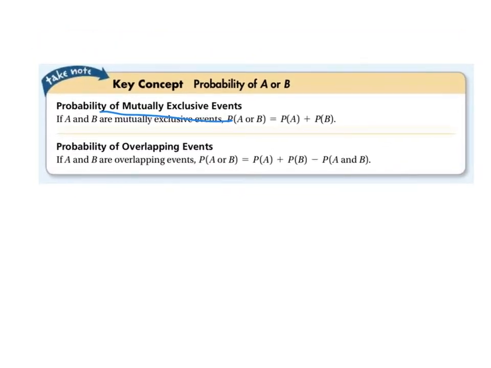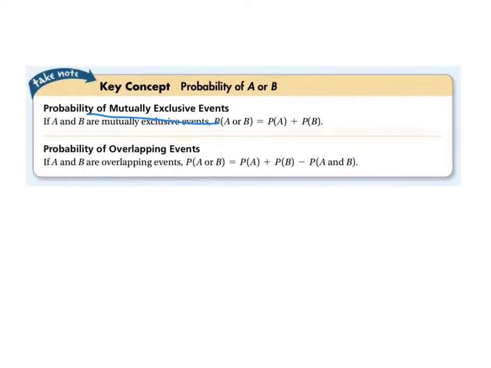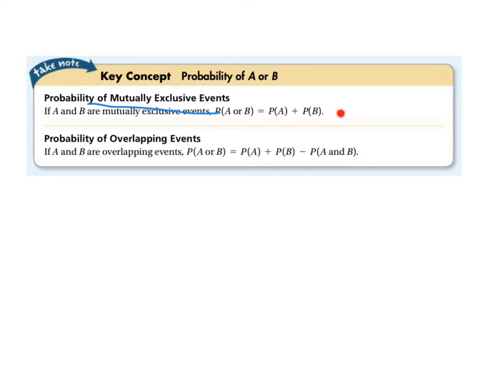Probability of mutually exclusive events. If A and B are mutually exclusive, you just add the 2 things, right? But if there's overlap, this is important. If there's overlap, then you add them together and subtract the overlap piece right there. And again, we'll do some examples like this. But remembering, mutually exclusive, things that don't affect each other, no overlap.